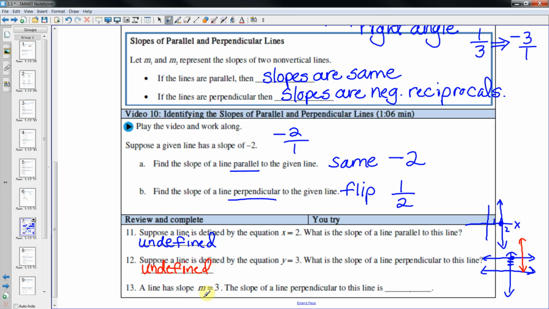So a line has a slope, m equals 3. So this time you've got to read the questions carefully. A line has a slope, m equals 3. The slope of the line perpendicular to this line is what? So m equals 3, I'm going to say 3 over 1. So to find perpendicular, flip it over. So 1 over 3, then change its sign so it goes from positive to negative.